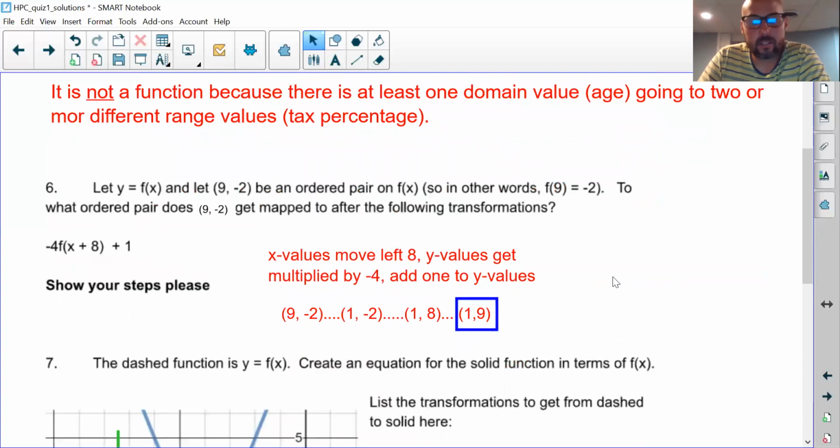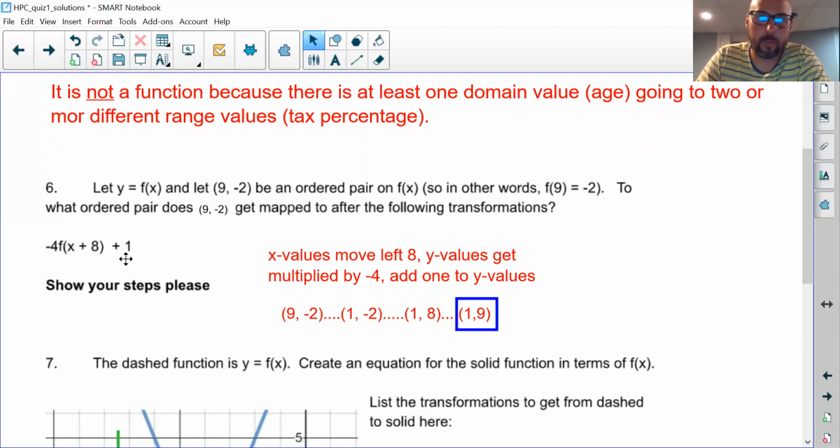I love number 6. Of course, you saw these problems on Delta Math before. Where does (9, negative 2) go? Well, there are 4 transformations here. In order, you need to go to the left 8. Then you take every y value and make it its opposite. That's that negative. Then you take every y value and multiply it by 4. Then you take every y value and add 1.